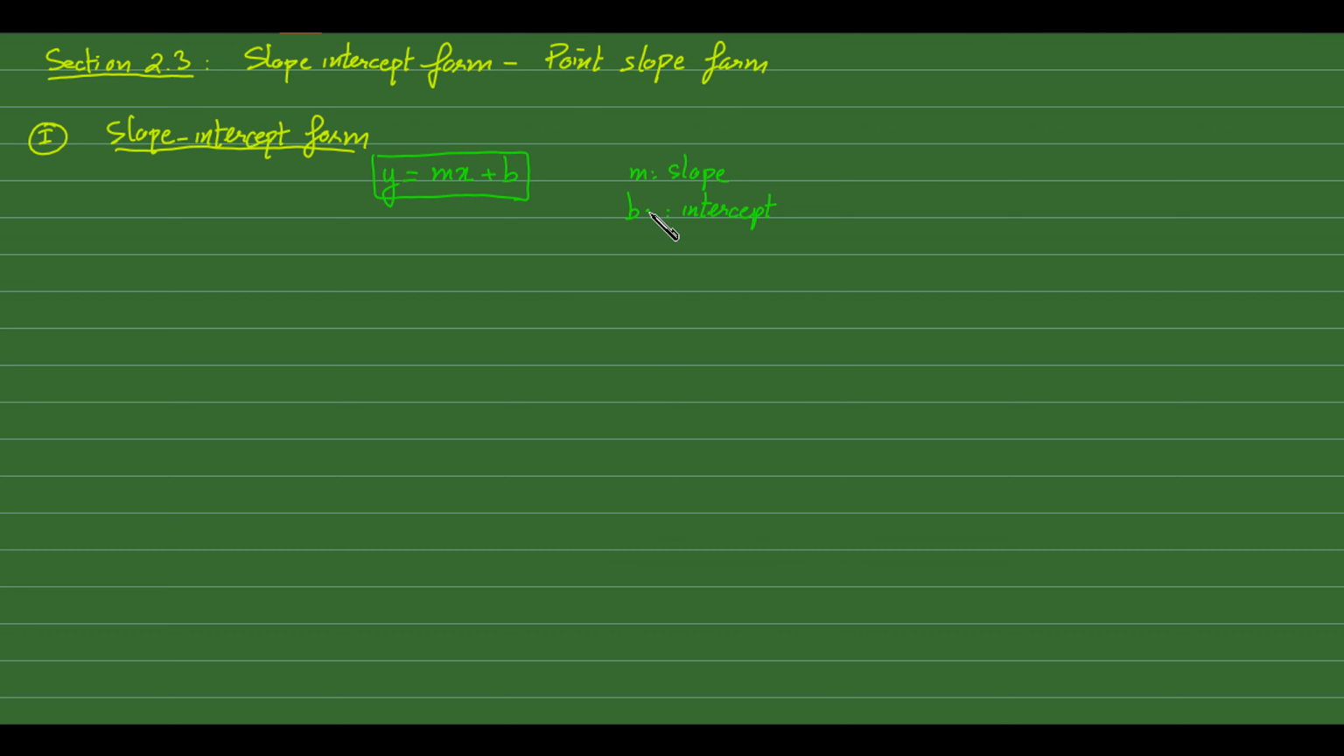B is the y-intercept value. Remember, last time you already learned how to find the y-intercept and x-intercept. That's the y-intercept value. Okay, and the slope is what? We already learned how to find the slope, right? y2 minus y1 over x2 minus x1, right?